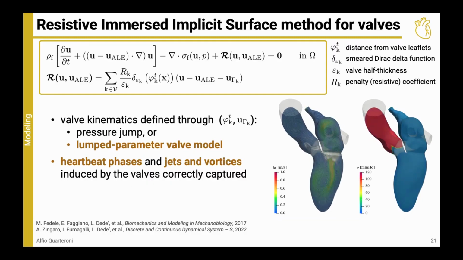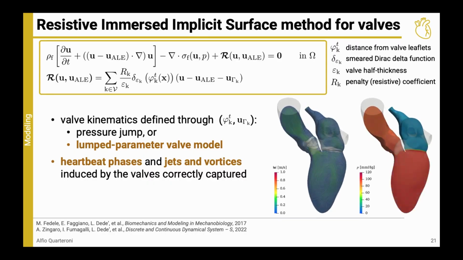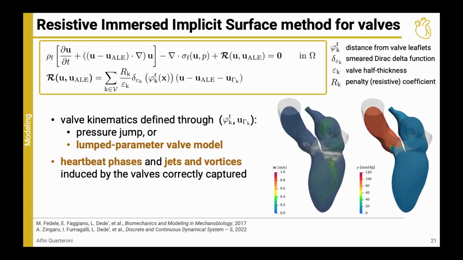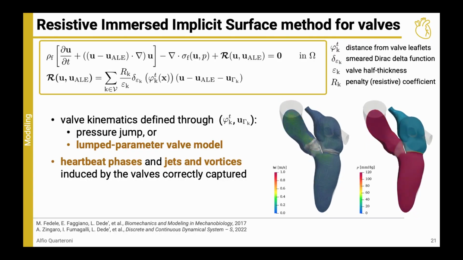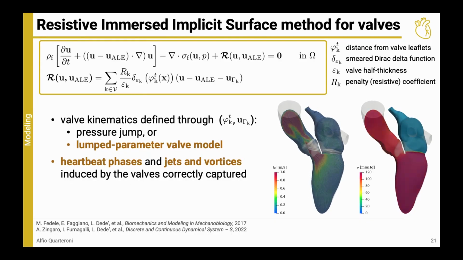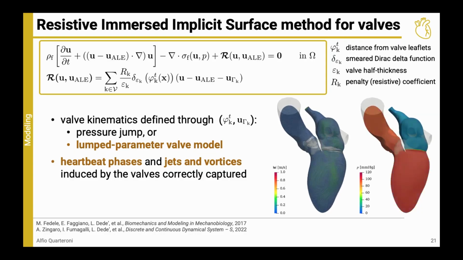The point is that you have the valves. And you have to account also for the valves. You see, this is the left part of the heart. You have a valve here connecting the atrium to the ventricle. This is the mitral valve. And then you have the aortic valve, this one, which is the one connecting the ventricle with the ascending aorta.